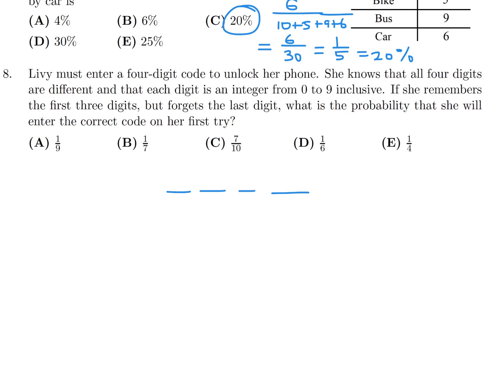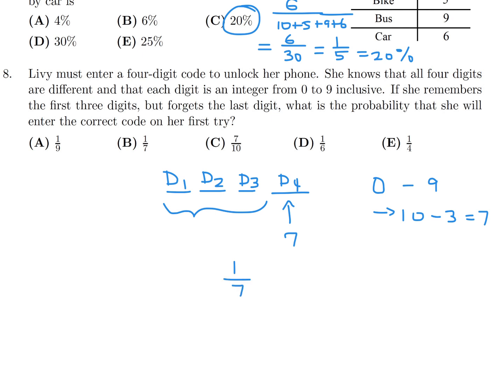So we have 4 numbers, and each of them is from 0 to 9. So we have 10 choices. And we have digit 1, digit 2, digit 3, and digit 4. Now she remembers these guys. So of the 10 choices, she knows 3 of them. So that means there's 7 numbers remaining. So this digit 4 has 7 possible choices. So if she just randomly selects one number from those 7, she has 1 out of 7 chance of getting it correct. And I think that's all there is to this question. So that would be B.